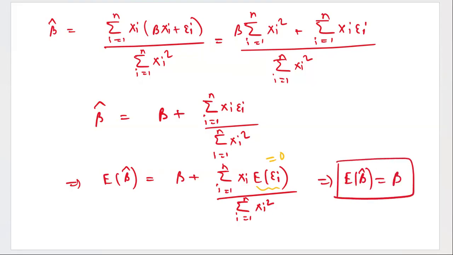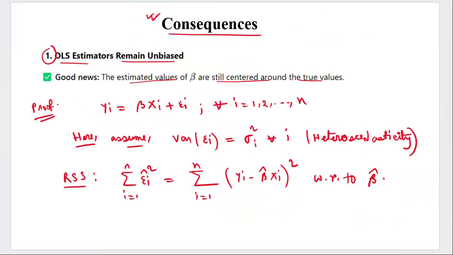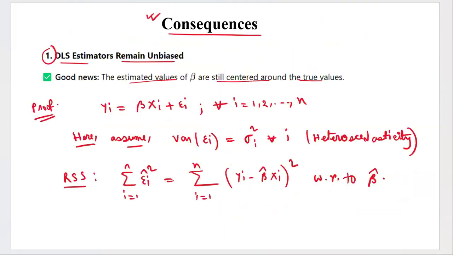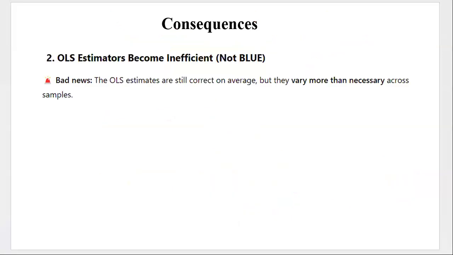If this thing is 0, the entire portion is 0, multiplying 0 with this thing. And that is how you prove the unbiasedness property. So under heteroscedasticity, beta cap is still the unbiased estimator of beta. The unbiasedness property is not changing, and that is the first consequence: OLS estimators remain unbiased, and this is how you prove it. You can take the intercept also, and this will be the case there too.